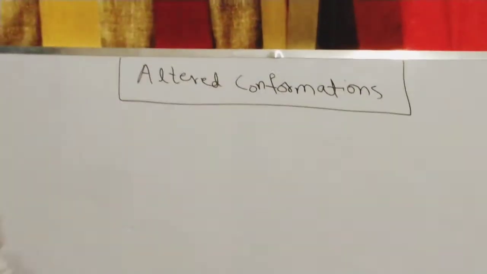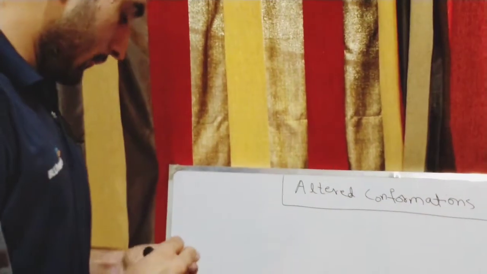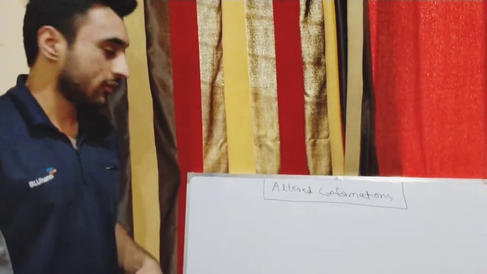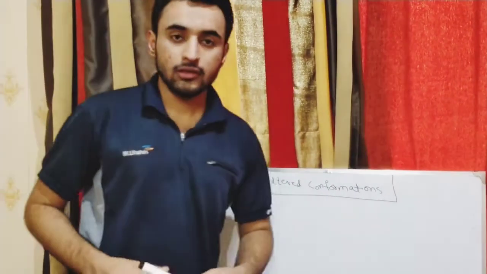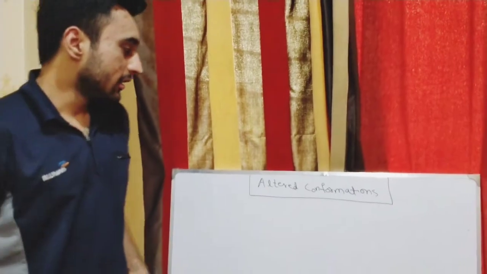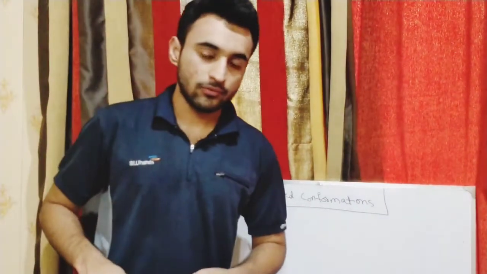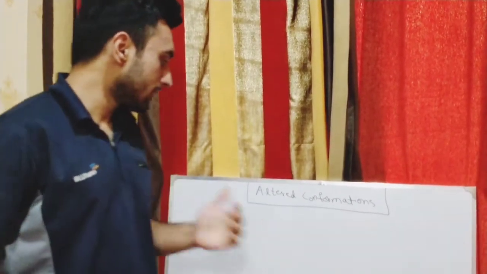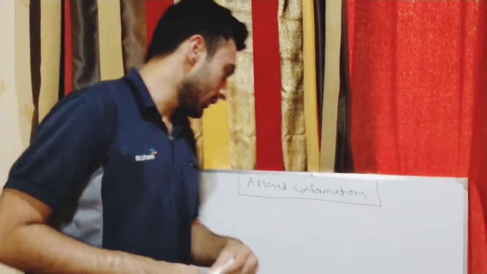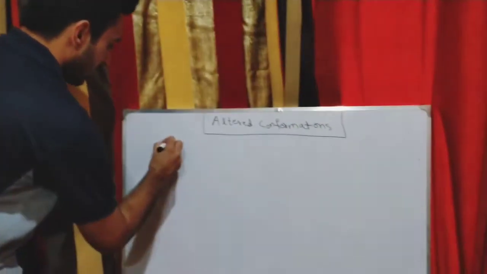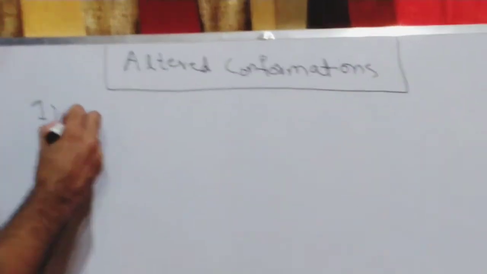Now, this is a very important topic to be studied regarding the protein. Different factors actually cause the altered conformations of the protein. What does it mean? It means that a normal protein structure is lost due to different factors. So this altered conformation actually causes two consequences.